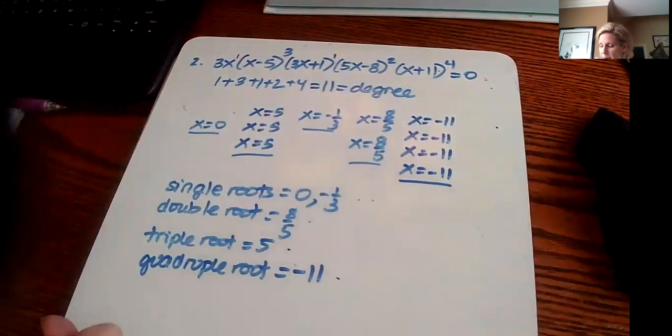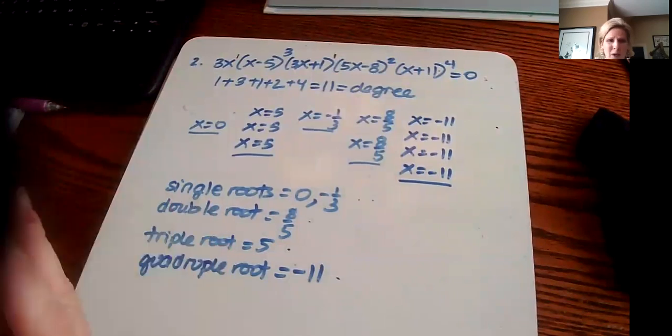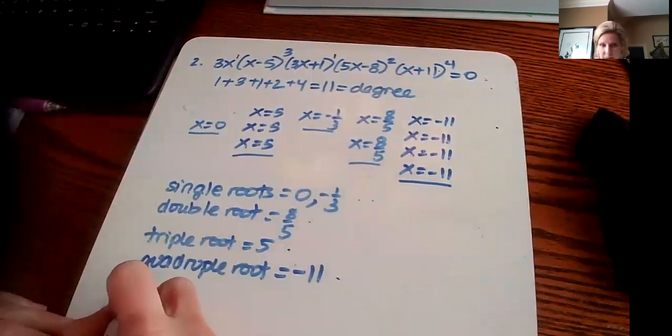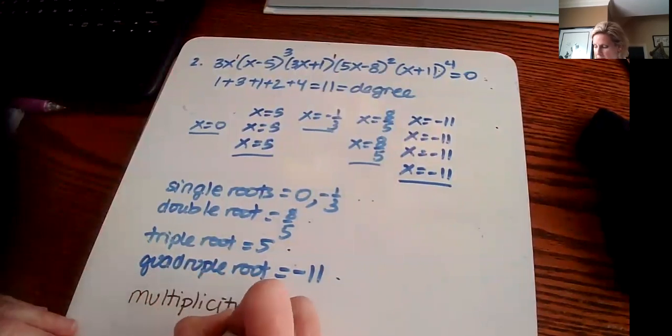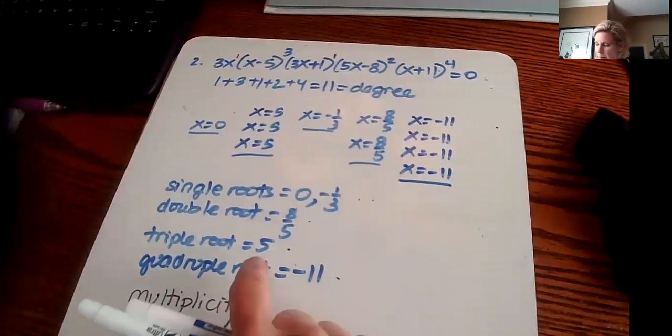But we don't normally say quadruple root. And then if you had a root that was to the 5th power, then what do you call it? Is it a quintuple root? Like, what's the vocabulary? So instead, we talk about multiplicity. And this is just a fancy way. If I said 0 is a root of multiplicity 1, it means it's a single root. 8/5 is a root of multiplicity 2, means it's a double root.